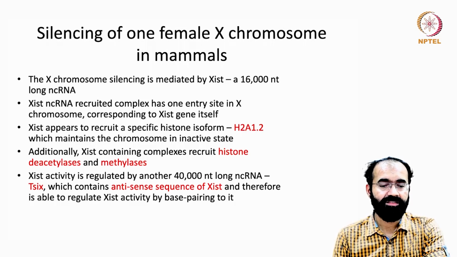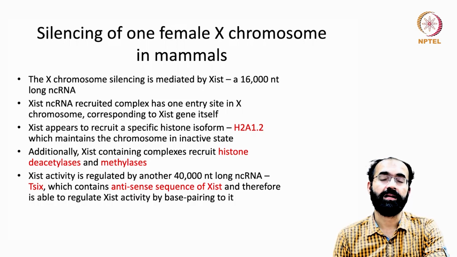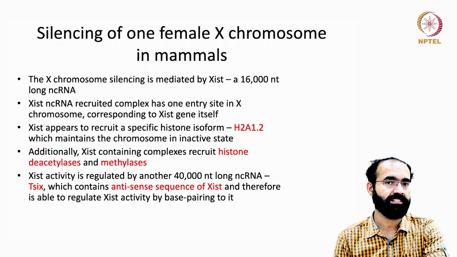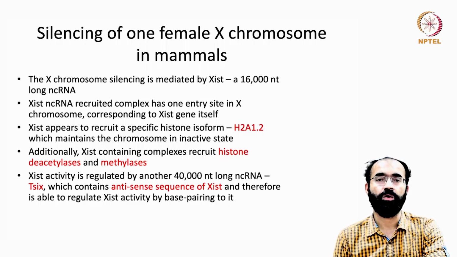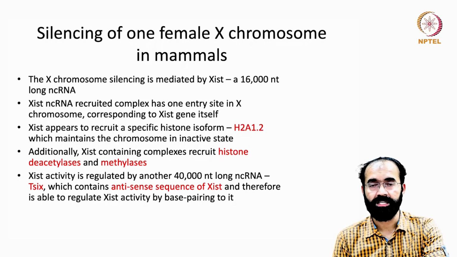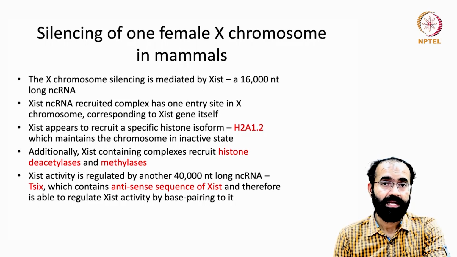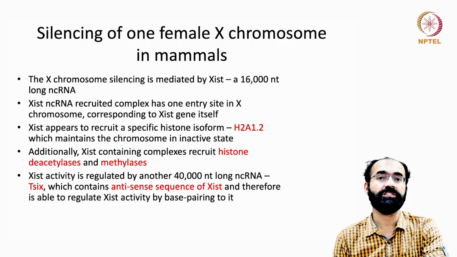So Xist activity is regulated by 40,000 nucleotide long Tsix, which contains the antisense sequence of Xist, and therefore it is able to regulate the Xist activity by base pairing to it. So now you have another round of regulation. Of course, Xist once is successful, it can cause the condensation or the compaction of the X chromosome, leading to the Barr body production. However, there is a catch, whether Xist will get a chance to act or not. So this is what you should remember, and that depends on whether Tsix is expressed or not.